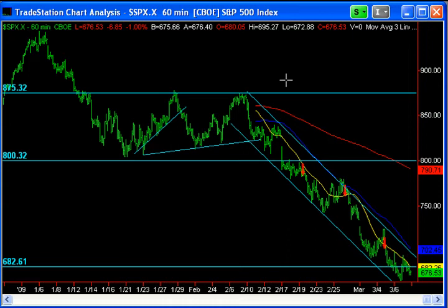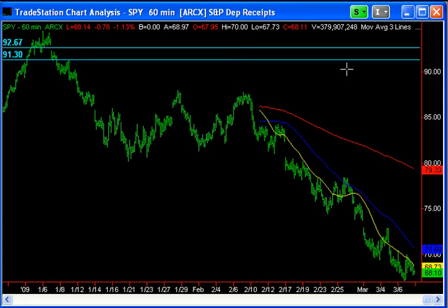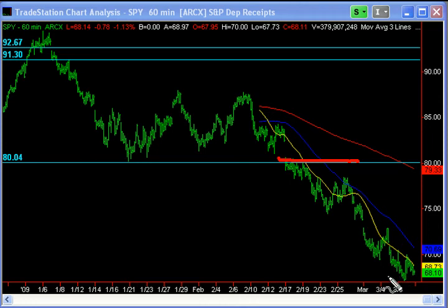Let's start with the Spiders. Spiders are basically an ETF, an exchange traded fund on the S&P 500, and it basically mimics it 1 to 10. If the S&P 500 is 800, the Spiders will be at 80. We'll put a line over here at 80 because that was the support line that the market broke, and that's when it fell apart. So let's say that your bet is that the Spiders will go below 80. If you go short at 80 down to 68, that's $12 profit, right?